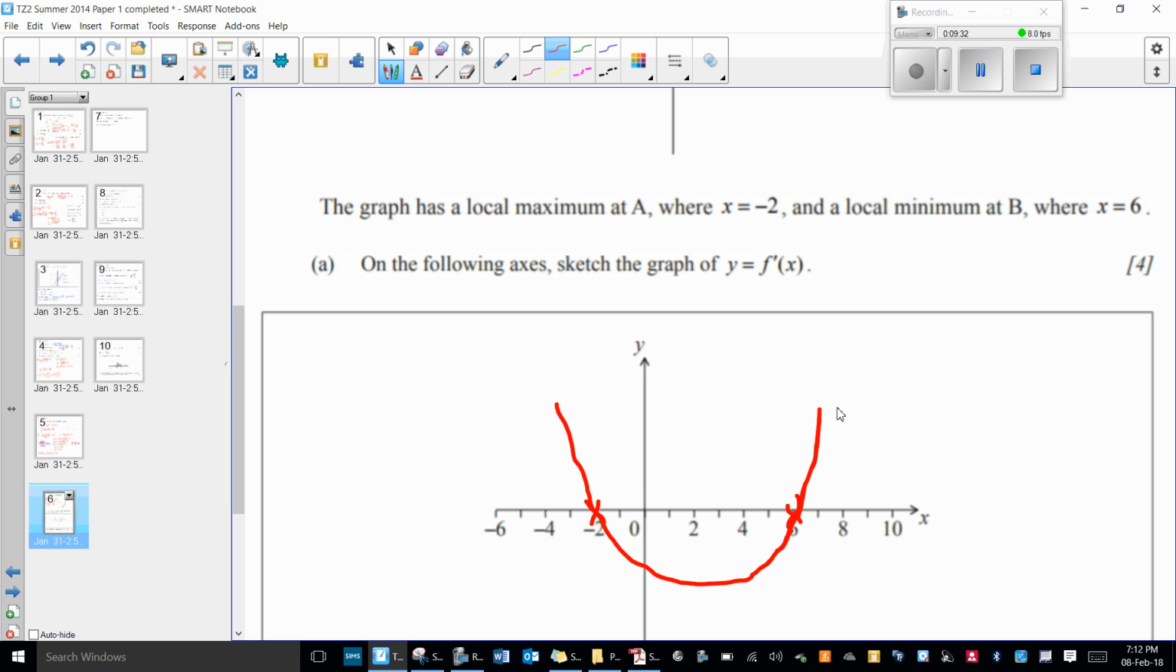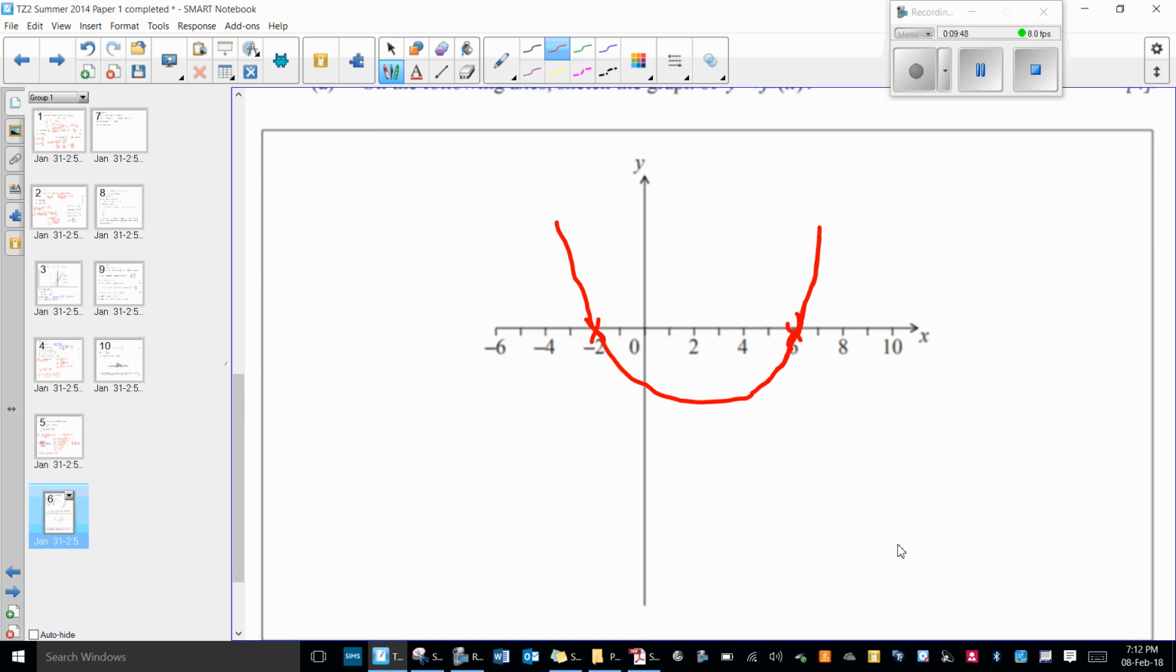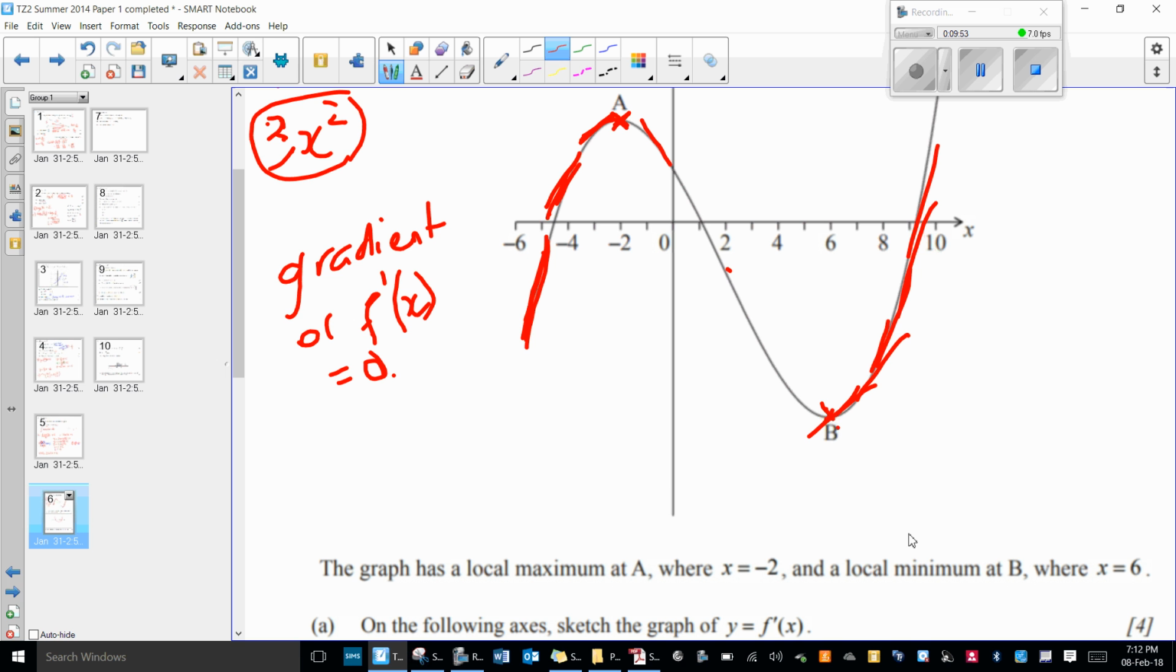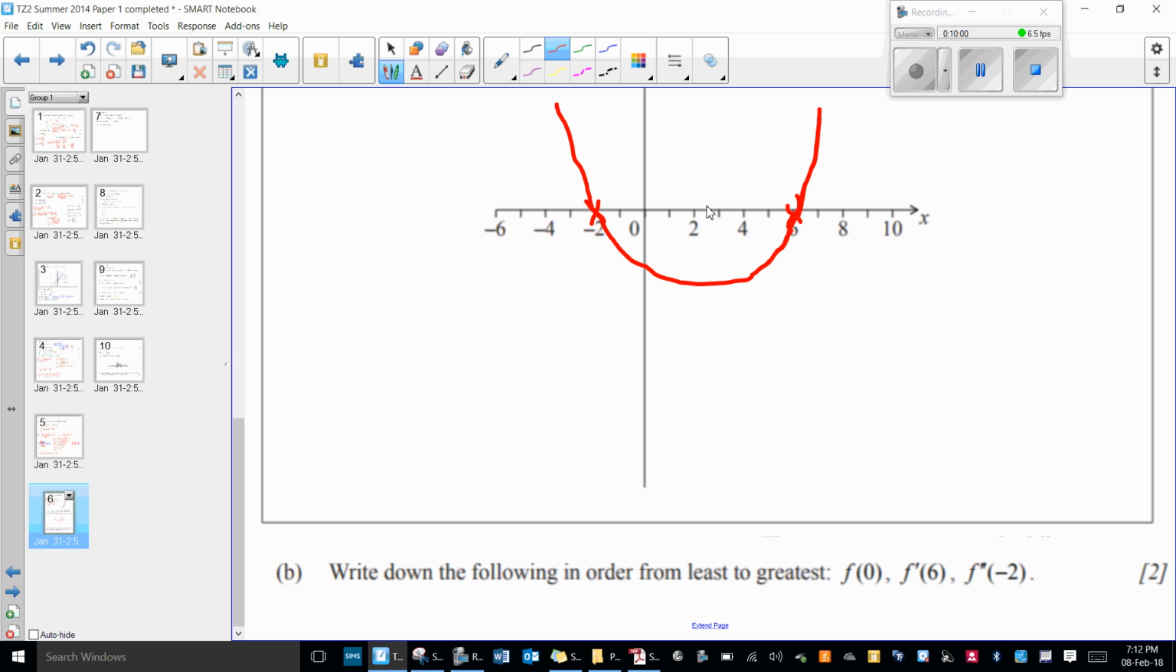Hopefully that's enough for you there. Write down the following in order from least to greatest. Okay, f of 0. So we've got this value here. f dash 6, well, obviously that's 0. This is positive.